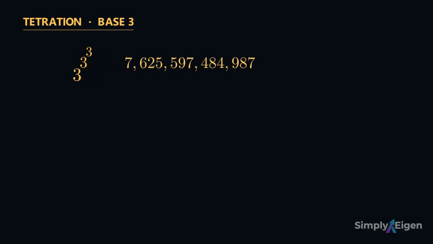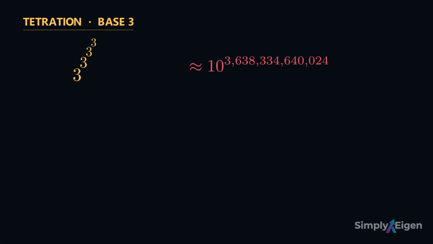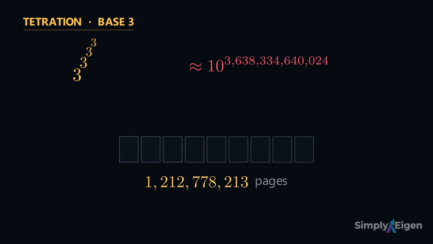Now change the base from 2 to 3. 3 stories is already 7.5 trillion. 4 stories is 3 raised to 7.5 trillion. Written out, that number runs to about 3.5 trillion digits. Print it at 3,000 digits a page, and you would need 1.2 billion pages. That was 1 extra story.